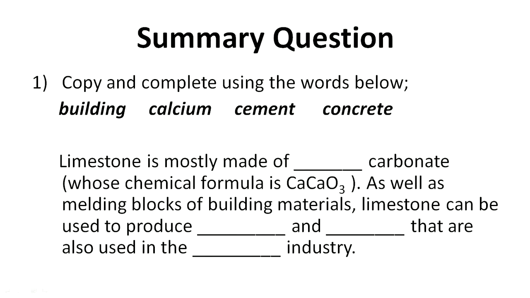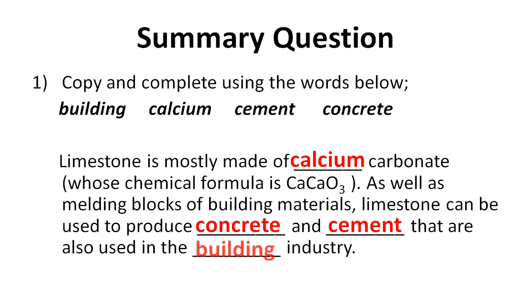Summary question. Copy and complete using the words below, and the words are building, calcium, cement, and concrete. Pause the video whilst you copy and fill in the blank. Now let's go over the answer. Limestone is mostly made of calcium carbonate, whose chemical formula is CaCO3, as well as making blocks of building material. Limestone can be used to produce concrete and cement that are also used in the building industry.